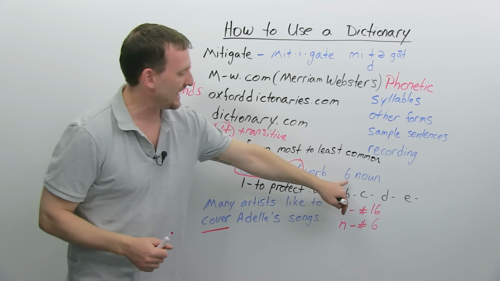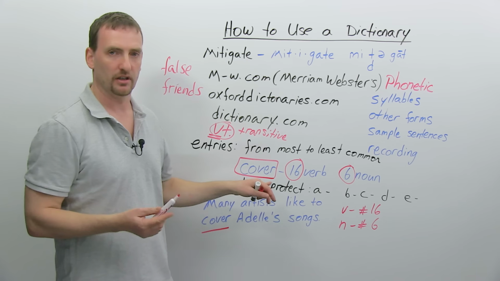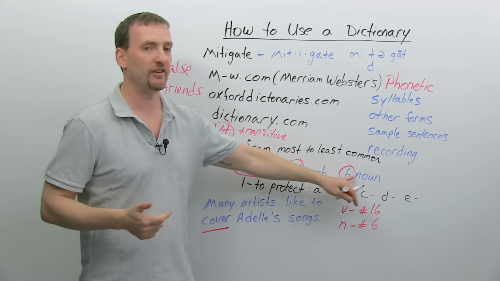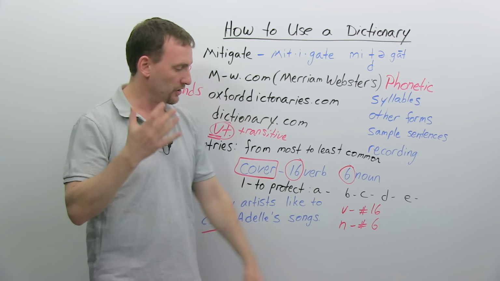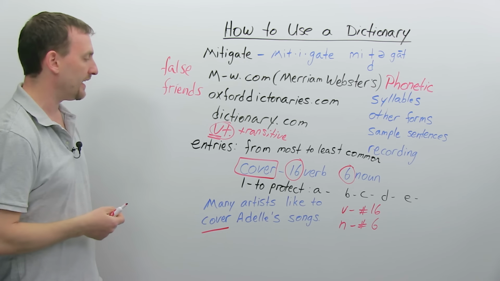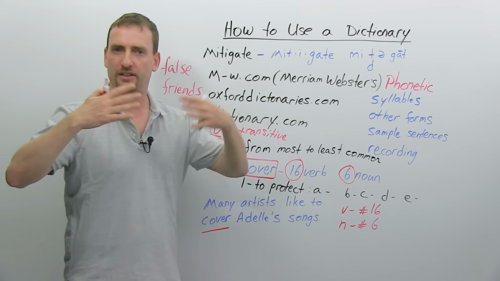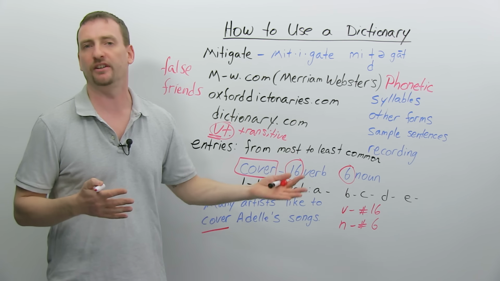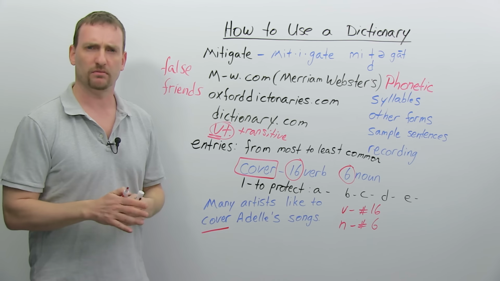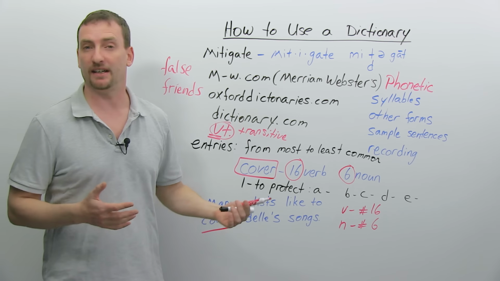And we have 6 noun entries for the word cover. So right away you understand it could be both a noun and a verb, and it has very many different meanings. So you see a sentence like this: Many artists like to cover Adele's songs. Adele, the singer, is very famous, lots of good songs. Everybody likes to sing her songs. Everybody likes to cover them. So you're thinking, cover? Well, you can't put a blanket on top of a song. That doesn't make sense. There must be another meaning.